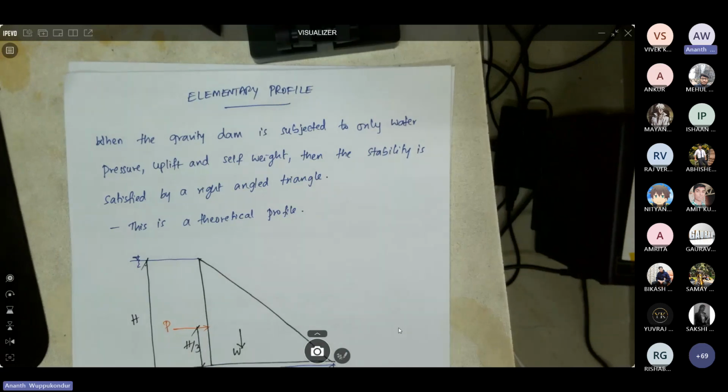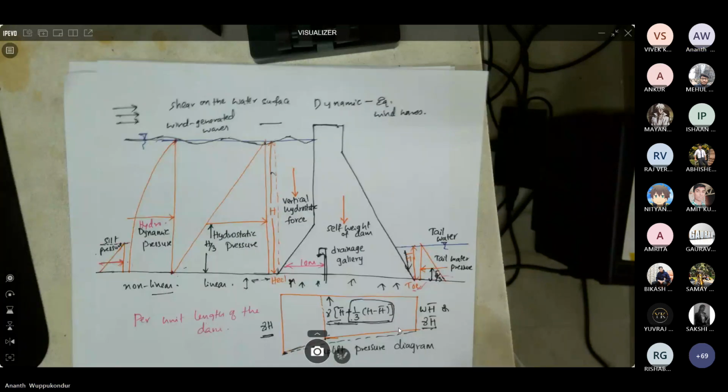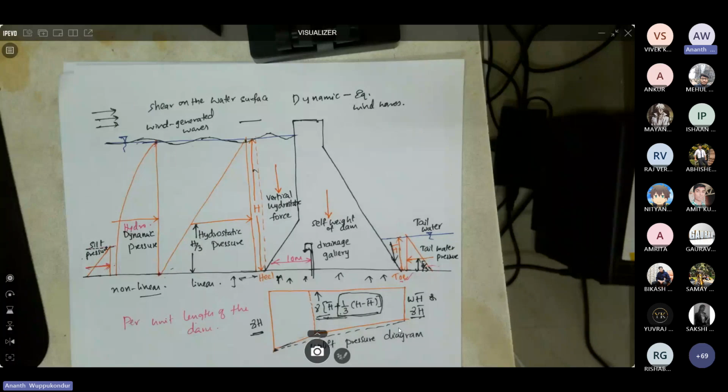And then we are going to talk about the elementary profile of a dam. So let me show you something else briefly. This is the profile or section of a dam that I showed you when describing the forces acting on the dam.